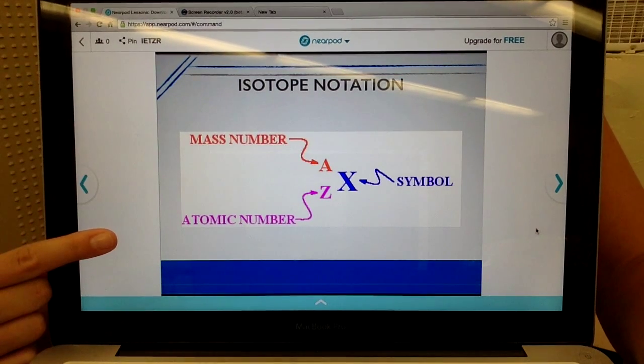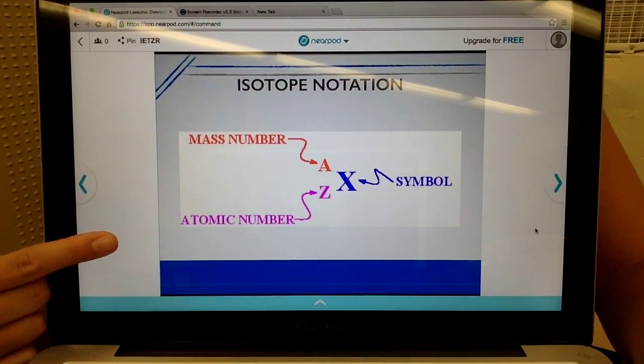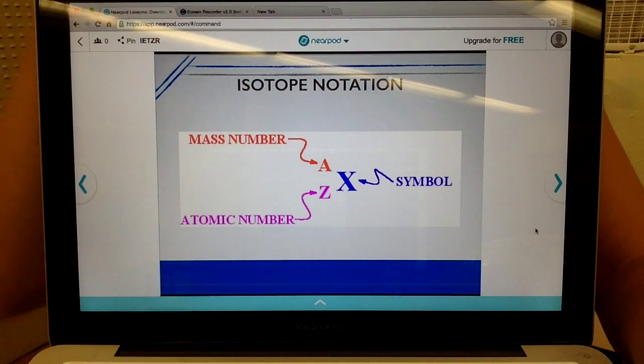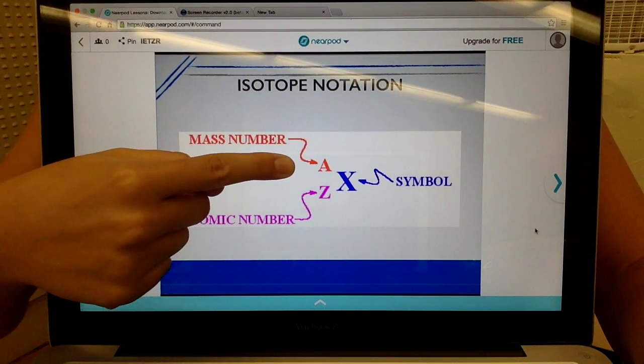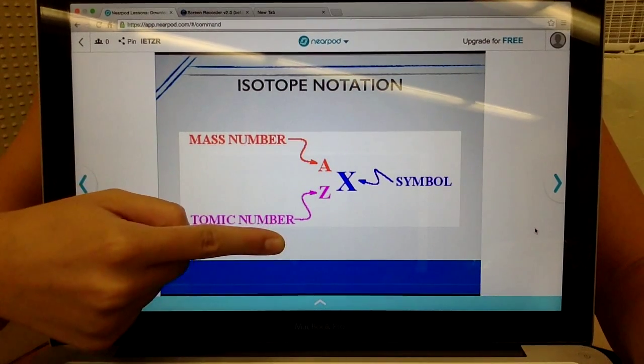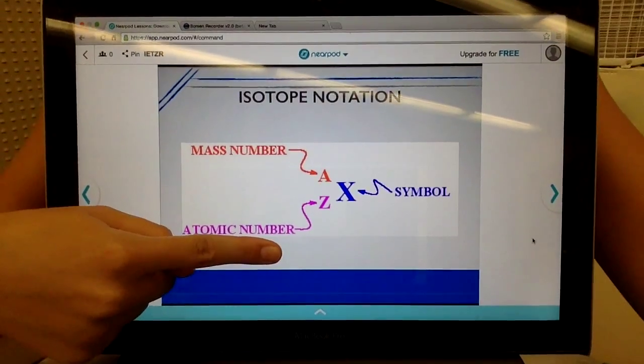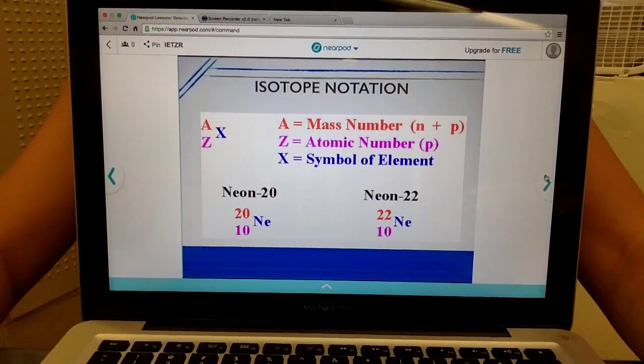You can determine which one's the mass and which one's the atomic number by noticing which number is larger. Remember that the mass number always has to be larger than the atomic number. That's one way to keep it straight. But again, when we have an isotope, the symbol will be given to you here, the mass number will be given to you here, and the atomic number will be given to you here. Here you can see this notation in action.